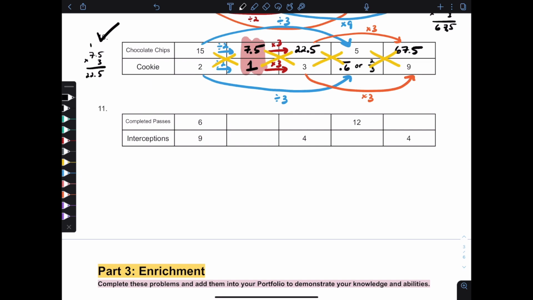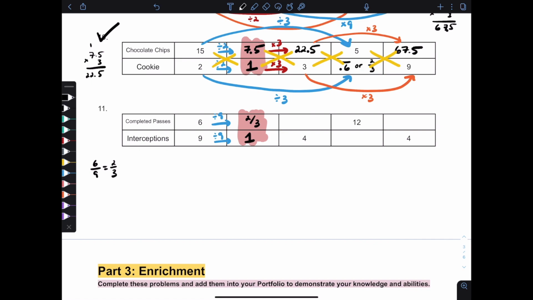So we want to find the unit rate first, which is per 1. And so we can go ahead and do that. How do we get from 9 to 1? That's just going to divide by 9. So over here, we're going to do 6 divided by 9. 6 divided by 9, don't overthink it. That's just 6 over 9. And you can simplify that down to 2/3. Okay, 2/3 is how many completed passes for 1 interception.